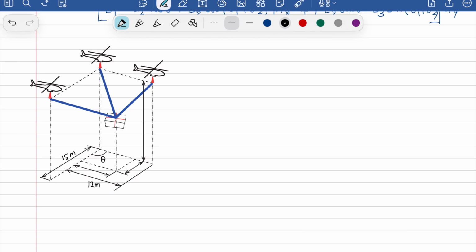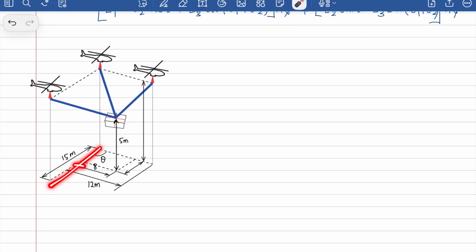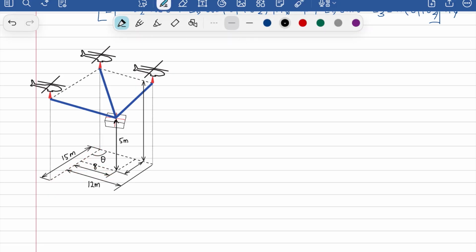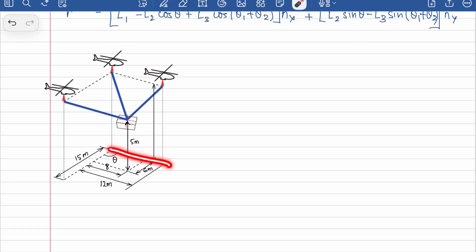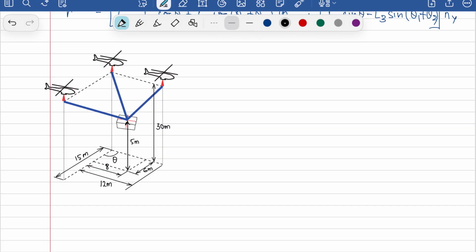your objective is that the parcel must be at a height of 5 meters from the ground and at a distance of 8 meters from this line and at a distance of 6 meters from this line. Okay, so essentially you're now defining this point here based on this, and then from here there's a height of 5 meters to define where this parcel should be. All of these helicopters are at a height of 30 meters and they're all stationary.